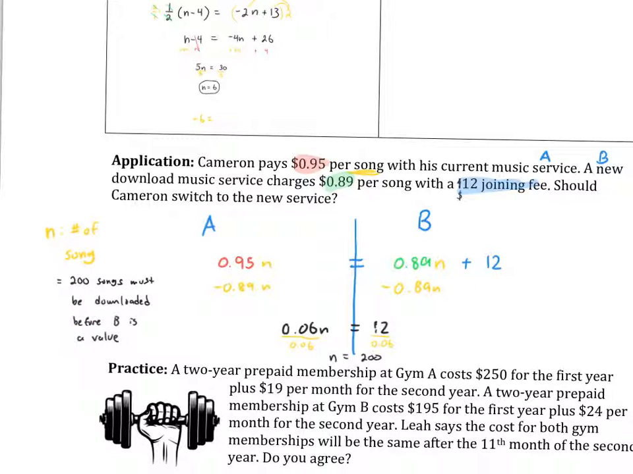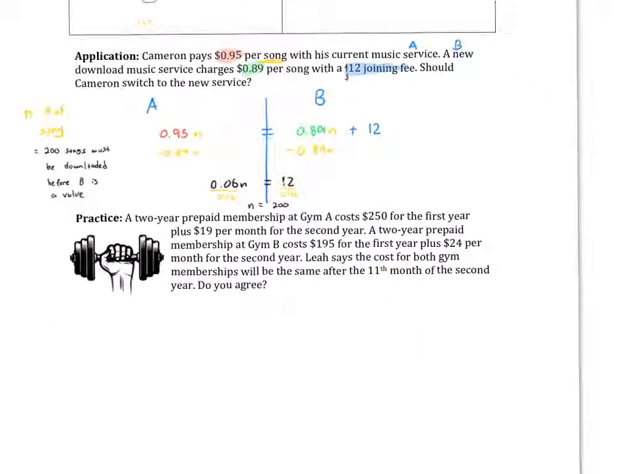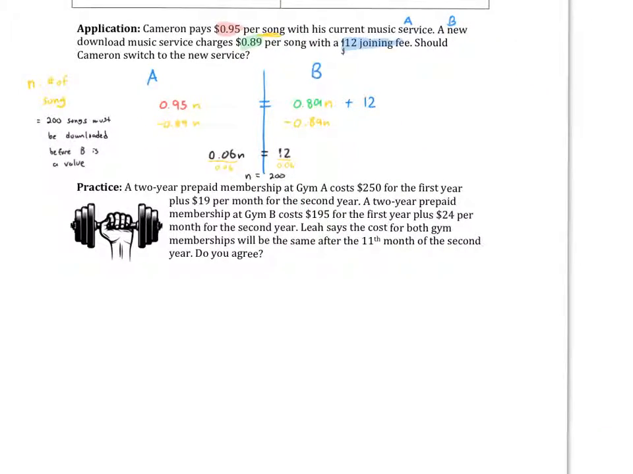For you album buyers, just to give perspective, 200 songs, if an album is 11 songs, that only gives you about 18 albums, which may not be very much, which isn't, once a month, that's a year and a half of album purchases. So this could be a better deal overall. All right, now it's your turn. Please consider this practice problem.